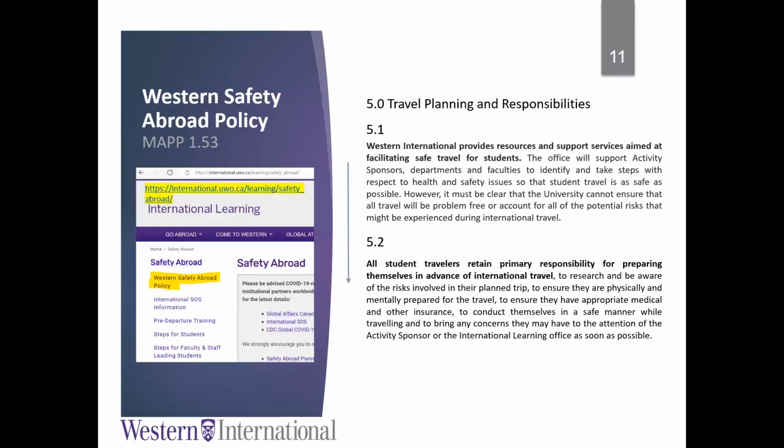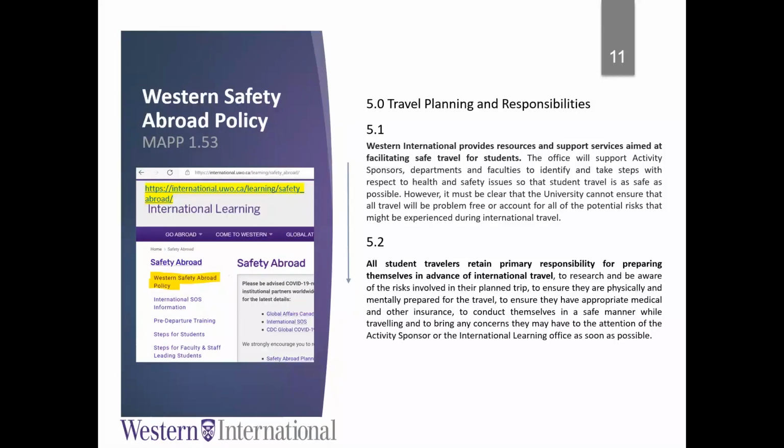So let's look at a section of Western safety abroad policy. If you look at section 5.2, it says all student travelers retain primary responsibility for preparing themselves in advance of international travel, to research and be aware of the risks involved in their planned trip, to ensure they are physically and mentally prepared for the travel, to ensure they have appropriate medical and other insurance, to conduct themselves in a safe manner while traveling, and to bring any concerns they may have to the attention of the activity sponsor, which is the Faculty of Education, or the International Learning Office, which is Western International, as soon as possible.